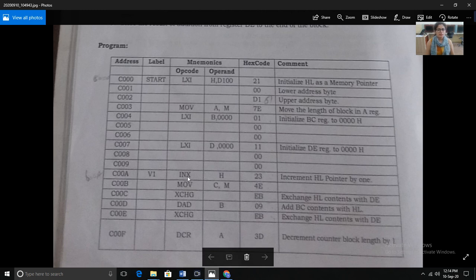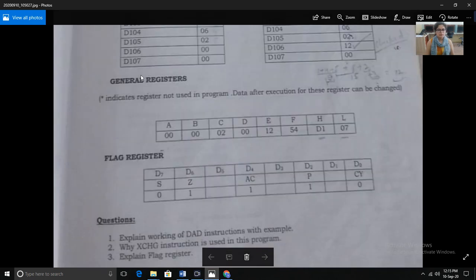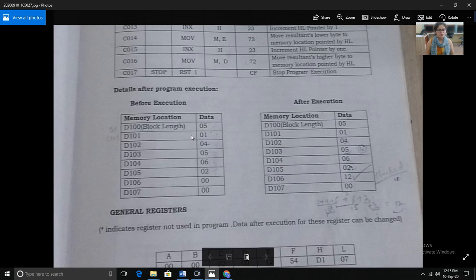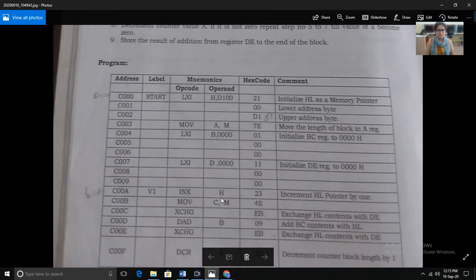Now the next thing is INX H. INX is increment H. Initially HL was pointing to that memory location, so we have to increment it. That's why we have used this instruction. 23 is the hex code of the INX instruction, and INX H increments the HL pointer by 1. So HL will move to the next memory location, that is 5101. It will point to the first data. So at this step, HL is pointing to the first location where the data is stored.